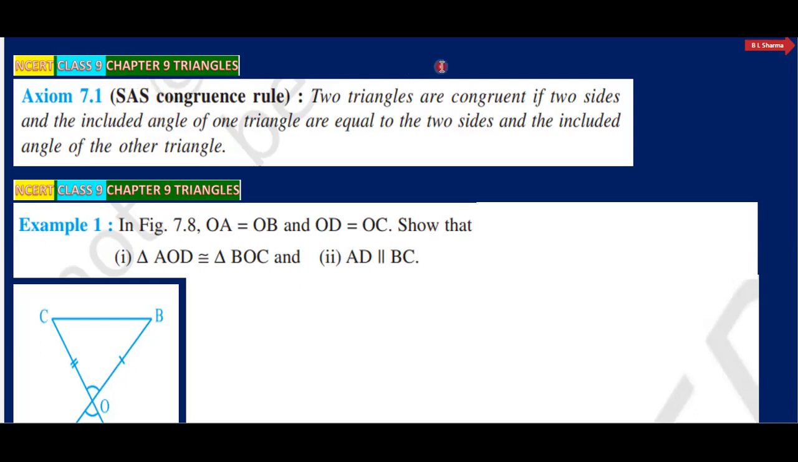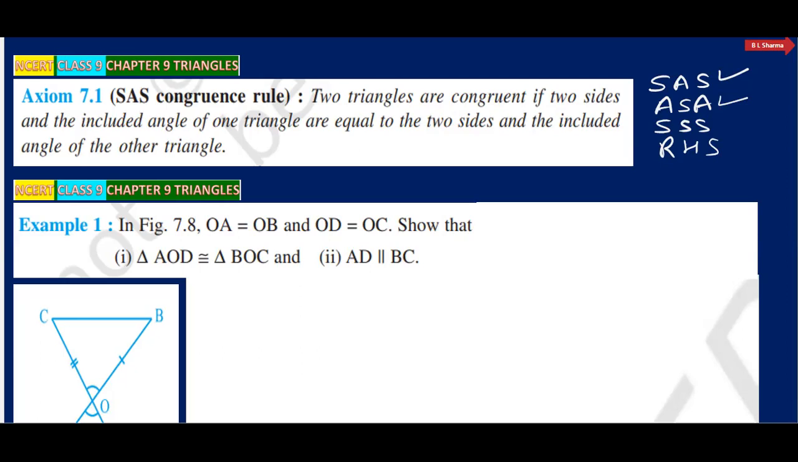There are four rules: SAS, ASA, SSS and RHS. First rule is SAS, second rule is ASA, third rule of congruency is SSS, and fourth rule is RHS. We shall be discussing all these rules one by one, but for exercise 7.1, we must know the two rules, SAS and ASA.